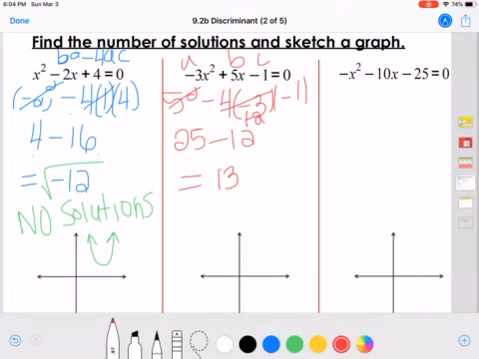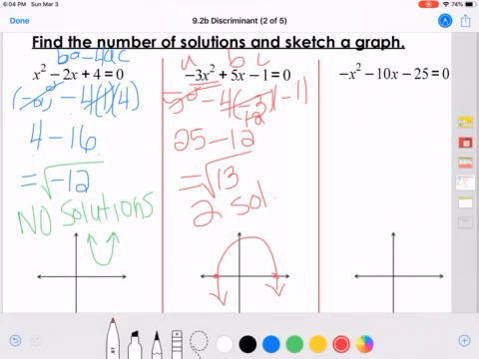Well, it's a positive number, so thinking back, we can take the square root of a positive number. So we're going to have two solutions. So we just want to draw a graph that's going to cross our x-axis in two places. So here we go, 1, 2. And since our a value is negative, that's why I had it opening down.